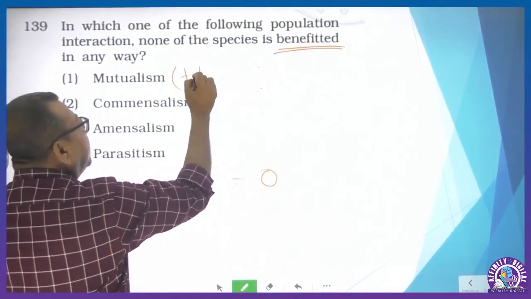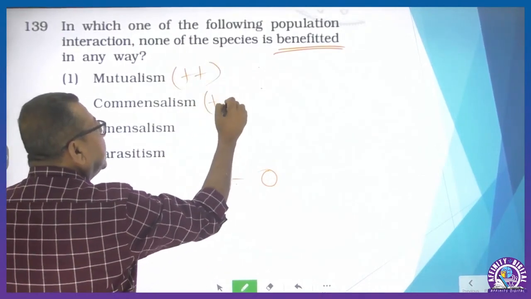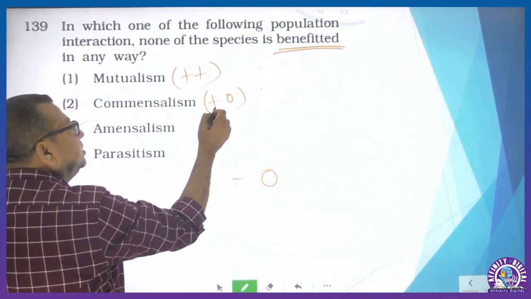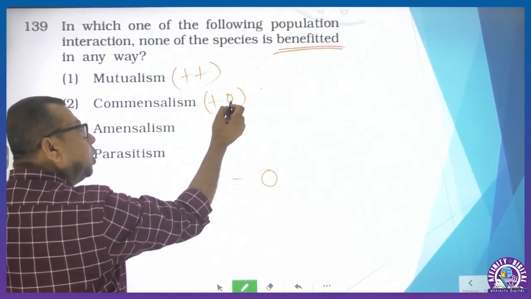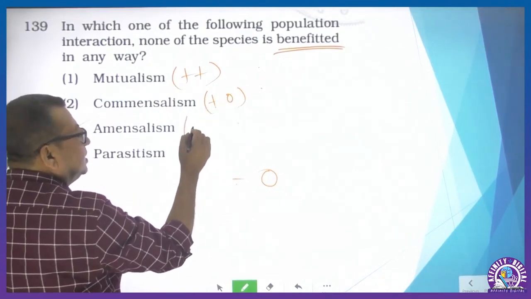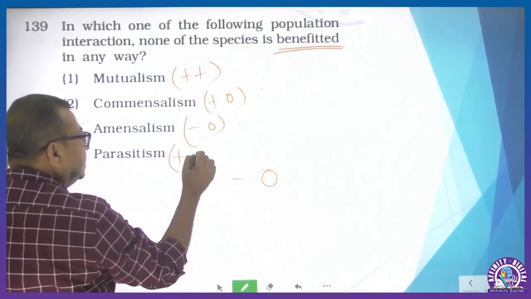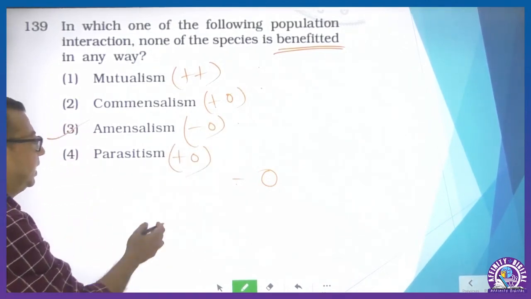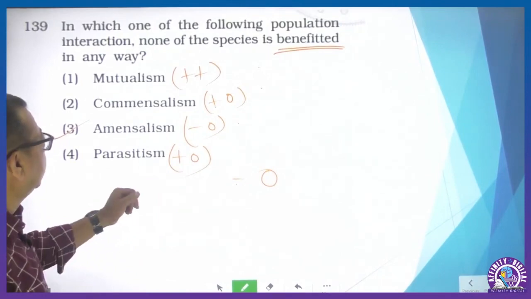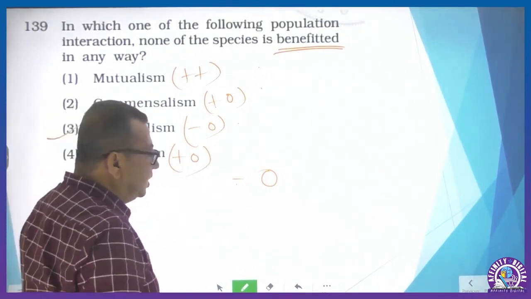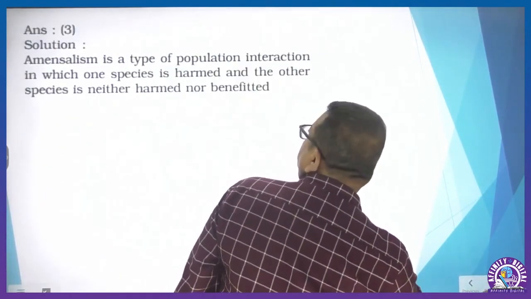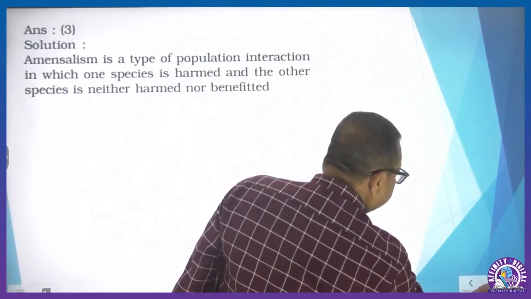What will mutualism be? Represented by plus plus. Commensalism plus zero means one organism is benefited, the other organism neither harmed nor benefited. Okay. Amensalism minus zero. Parasitism plus minus. Parasite is benefited, the host is harmed. Okay. So the answer will be amensalism. Okay, so option number 3 will be the answer.